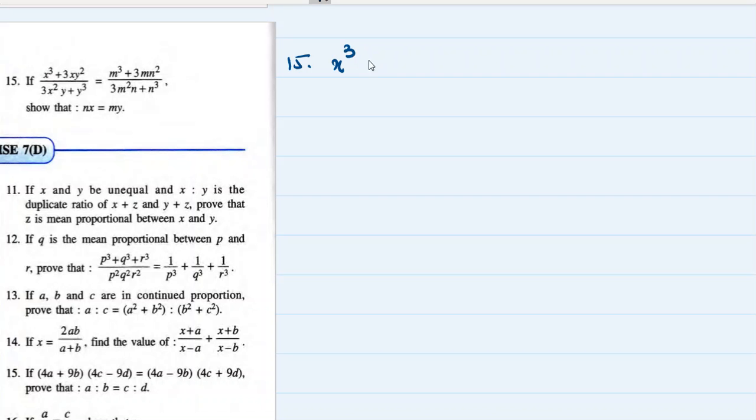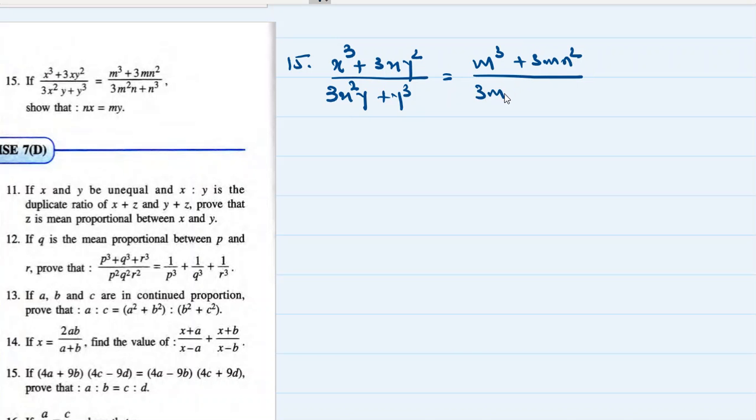So x cube plus 3xy square, the whole upon 3x square y plus y cube is equal to m cube plus 3mn square upon 3m square n plus n cube.